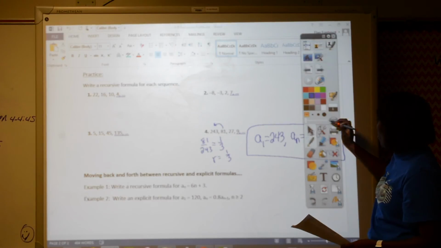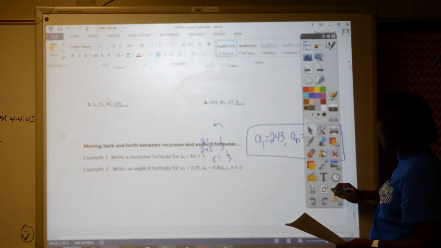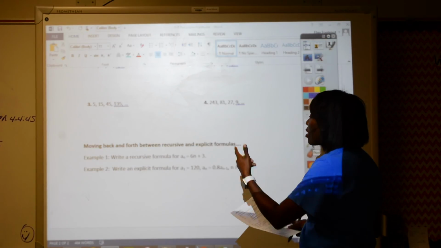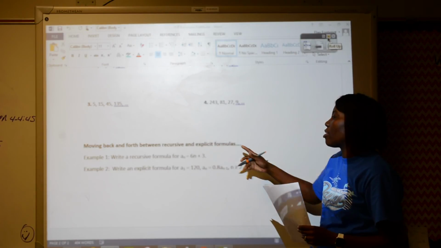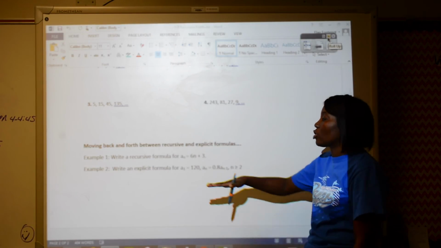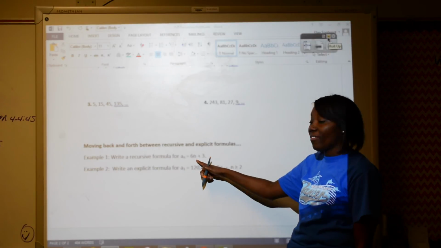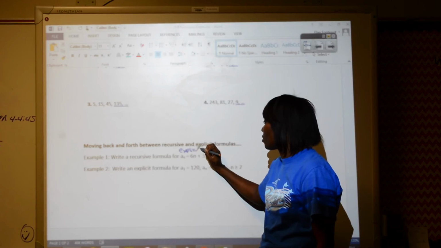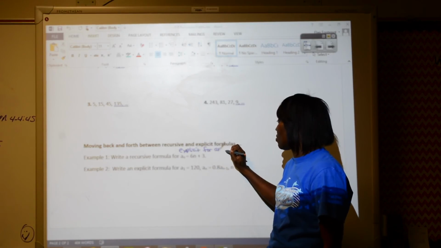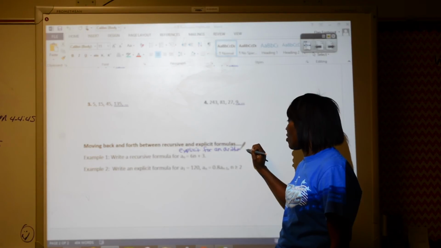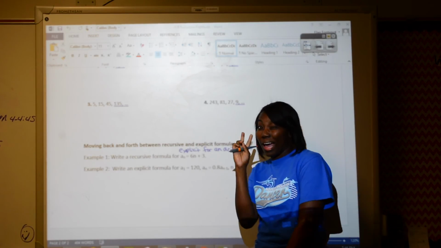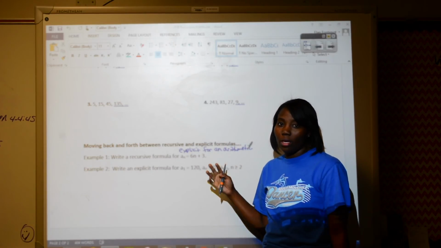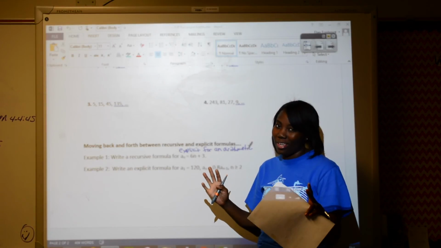And lastly, we're going to look at how to go backwards. This makes it all kind of come together. So here we're going to move back and forth between recursive and explicit formulas. Here it wants us to write a recursive formula, but what is it giving us? It's giving us the explicit formula for an arithmetic sequence. How do I know it's arithmetic? Because when I look at the format, it kind of looks like y equals mx plus b, so I know it's arithmetic. Except it's not y equals mx plus b, it's an arithmetic sequence.